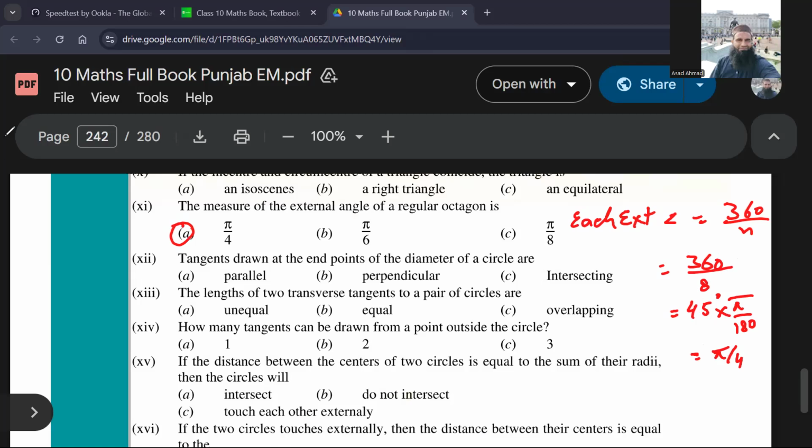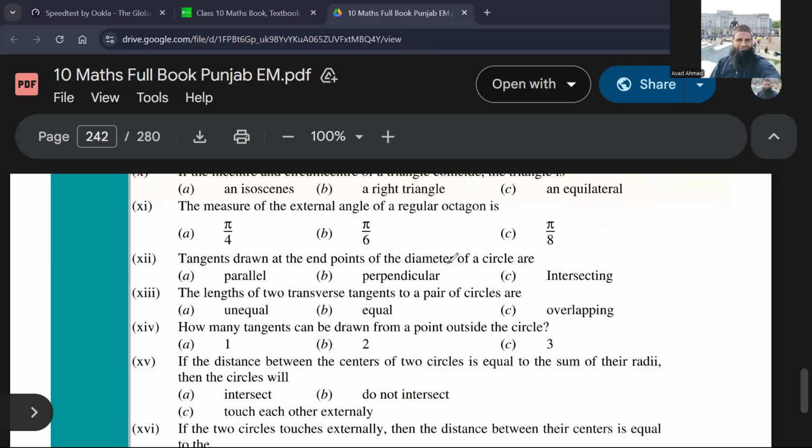Number 12: tangents drawn at the endpoint of a diameter of a circle are. First, you need to sketch it quickly. So first, let me draw the diameter. This is the diameter. And at the endpoint of the diameter, if we draw tangent lines, first tangent line, second tangent line, what is the look of the tangents? They are looking parallel. So tangents drawn at the endpoint of a diameter of a circle are parallel. So this is right here, A part.